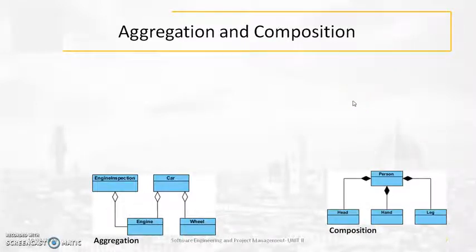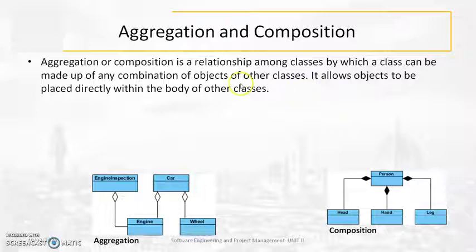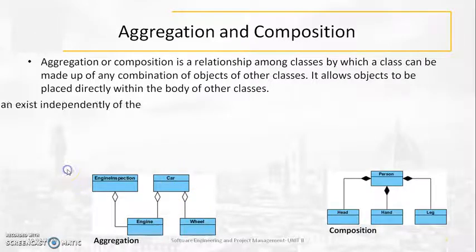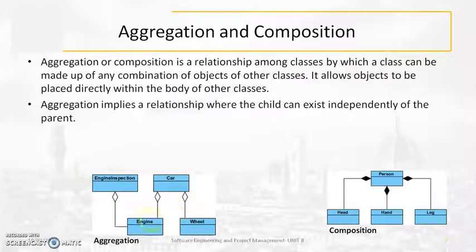The next is the aggregation and composition type of relationship. Aggregation or composition is one of the relationships among classes by which a class can be made up of any combination of objects of other classes. It allows objects to be placed directly within the body of the class. Aggregation implies a relationship where the child can exist without the parent class. Here car is the parent class and engine is the child class. Without the parent class car, the engine can exist for some other purposes in some other vehicles. That is a type of aggregation.